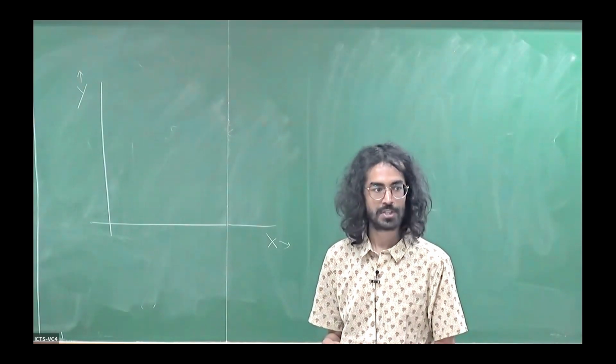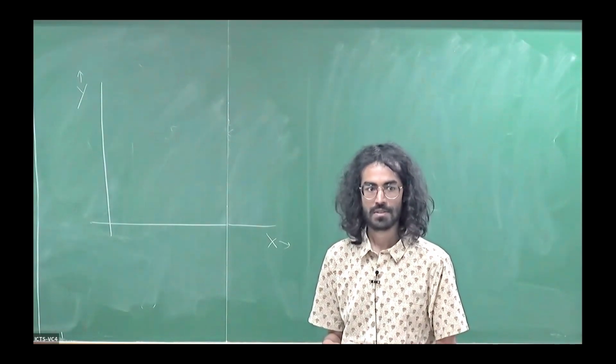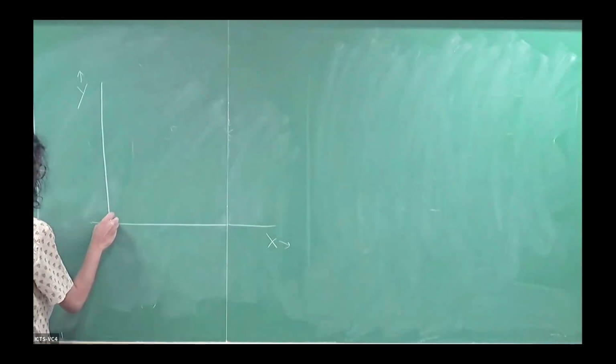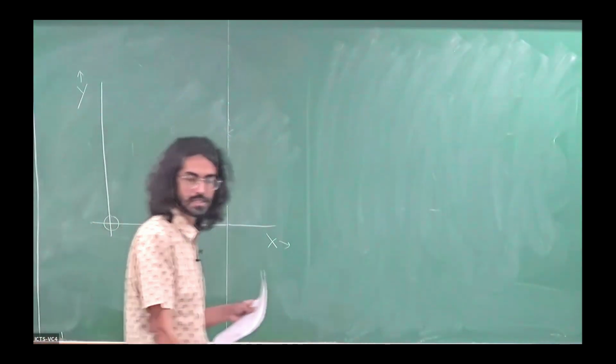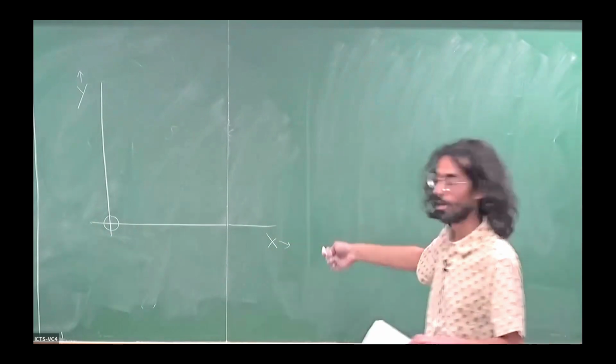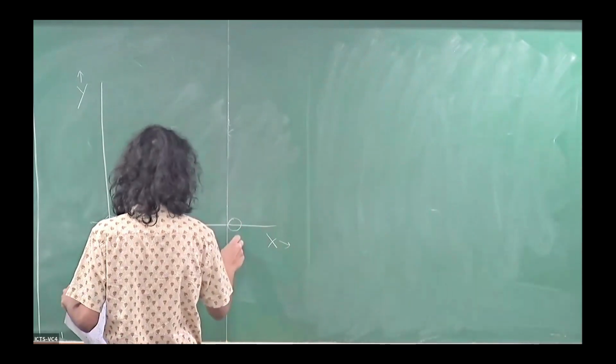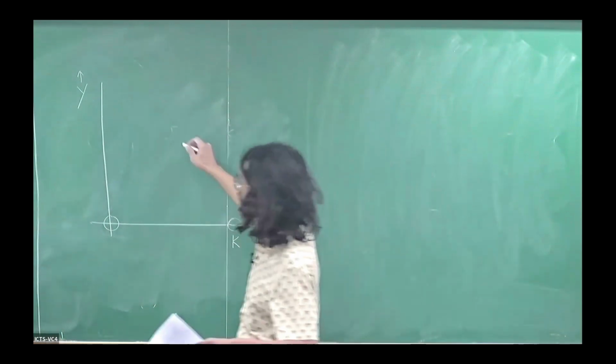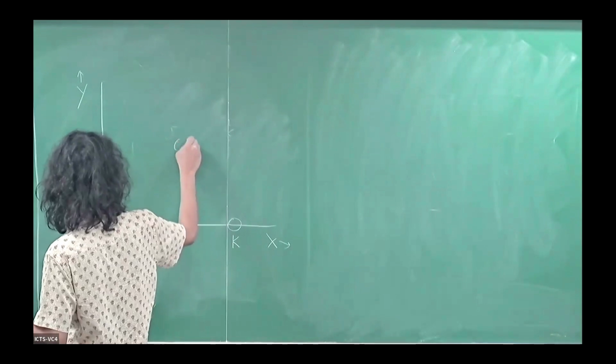Can we name some of the fixed points? 0, 0, okay. Anything else? K, 0 is still a fixed point, right? And any others? There's another one somewhere in the middle, right? Somewhere sort of sitting here.